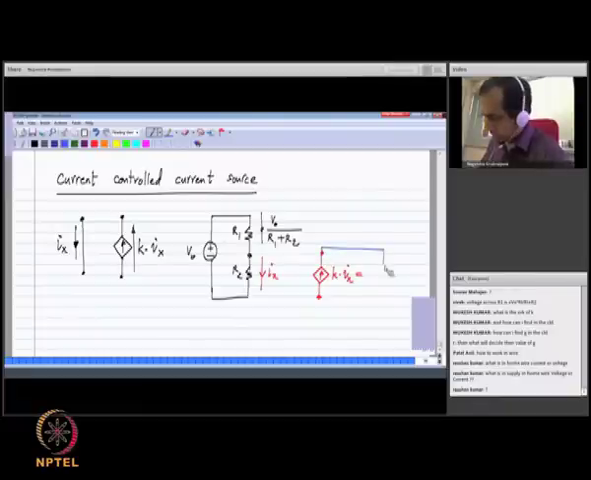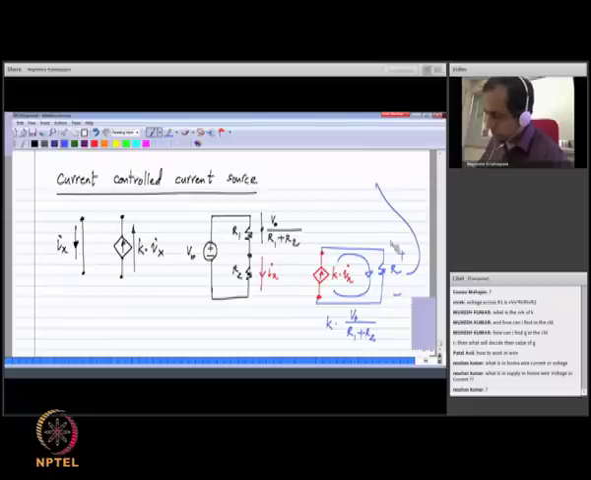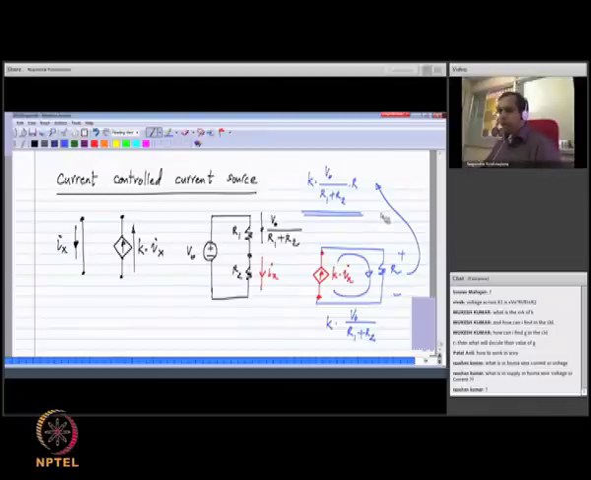Meaning, if I connect a resistance to it, this will force a current K times V0 by R1 plus R2, which means that the voltage across this would be current times the resistance, K times V0 by R1 plus R2 times R. So that is the definition of a current controlled current source.